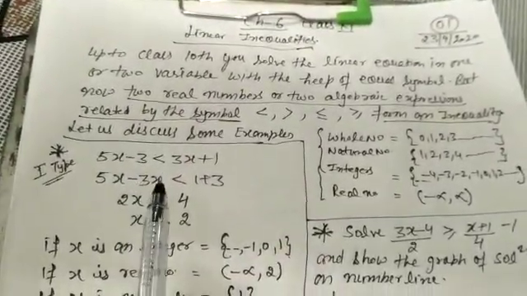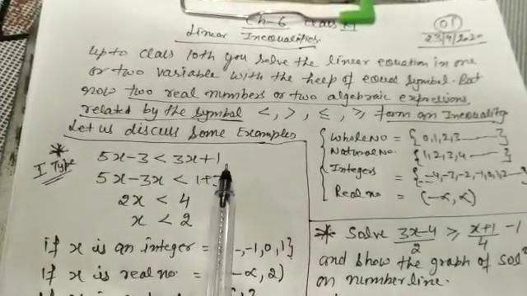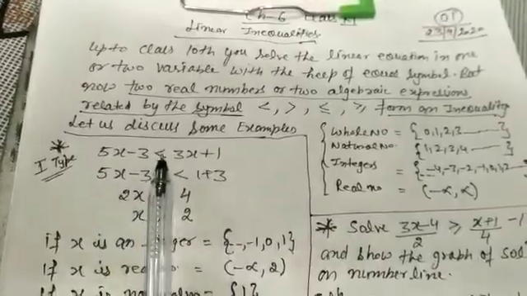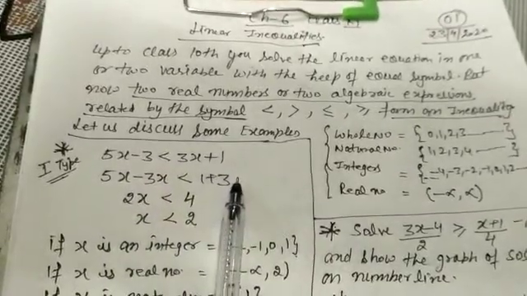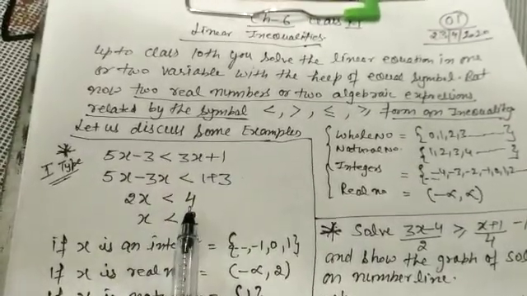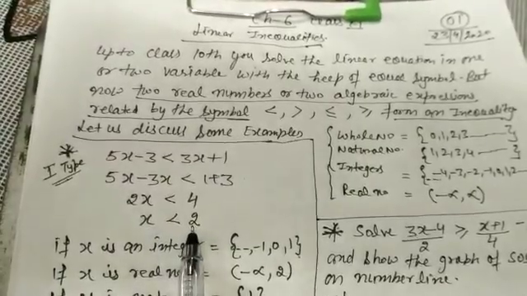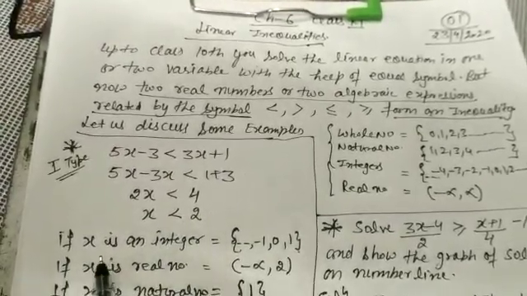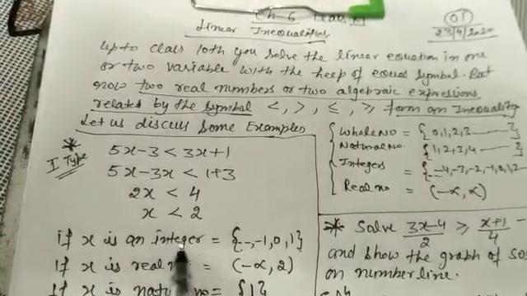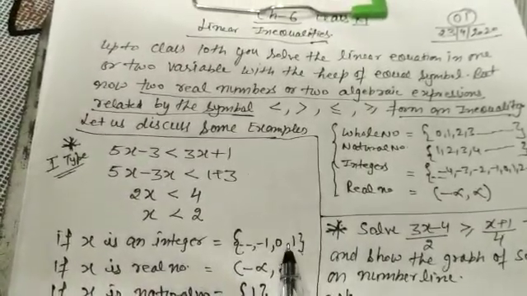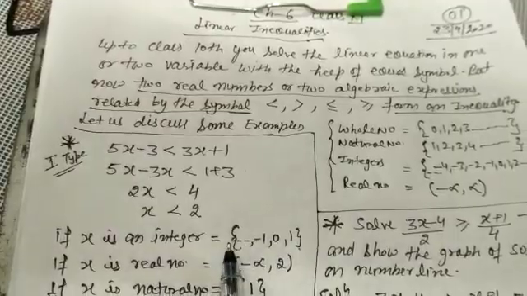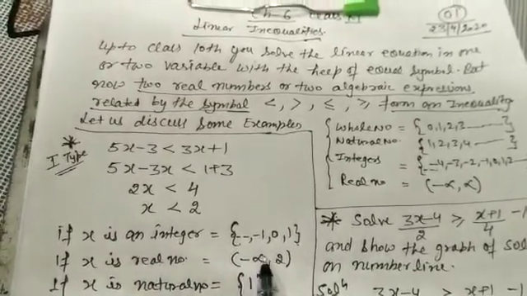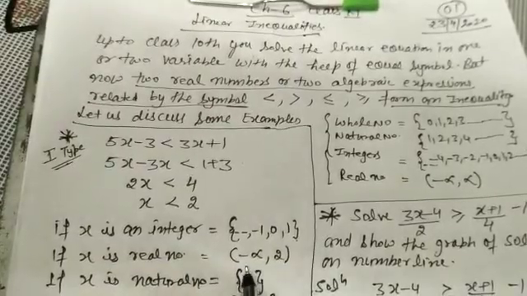Now let us discuss with some examples how to solve for x. 3x minus 3 is less than or equal to x plus 1. It is given to you. So we keep x on one side and the constant term on the other side. We get 2x less than or equal to 4, so x is less than or equal to 2. If the statement says x is an integer, then your answer will be 1, 0, minus 1 and so on. If the statement says x belongs to real numbers, then your answer is from minus infinity to 2.